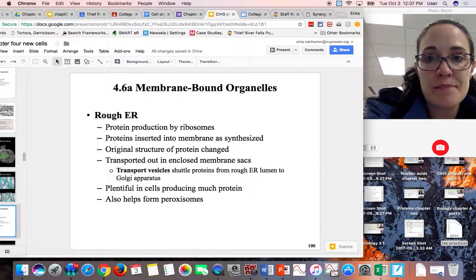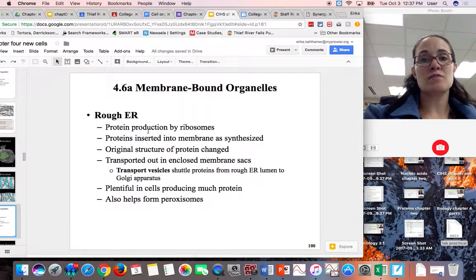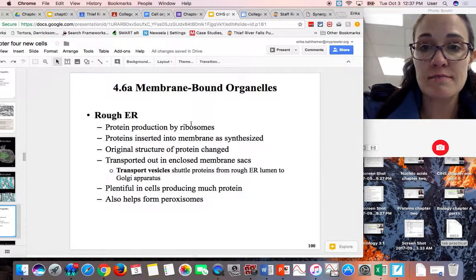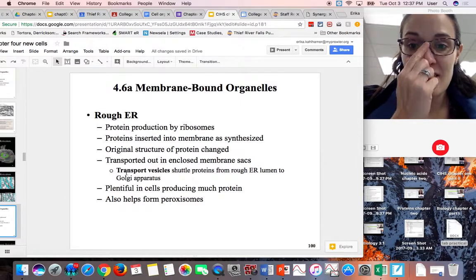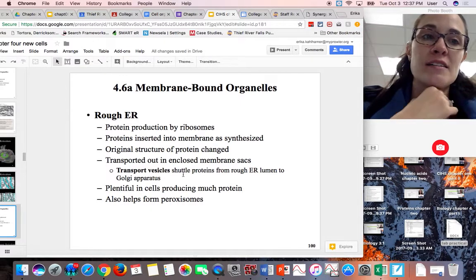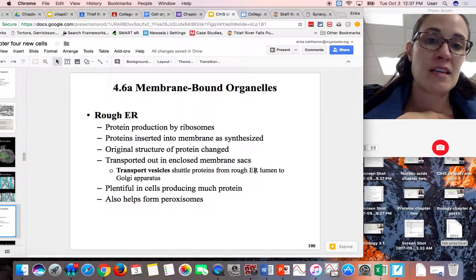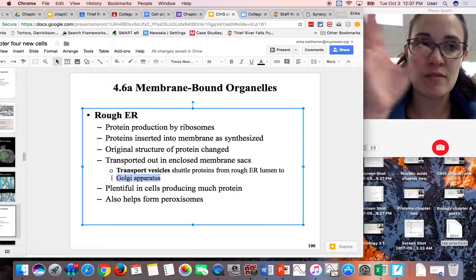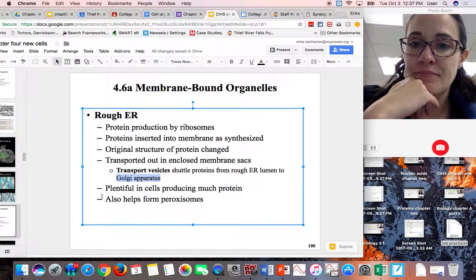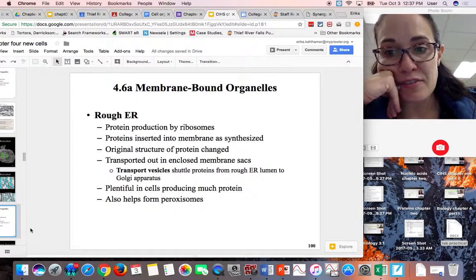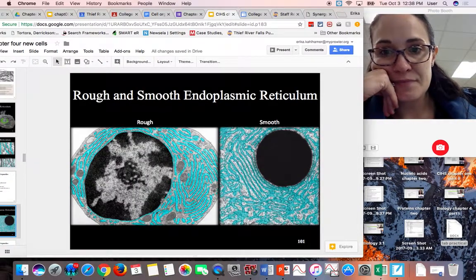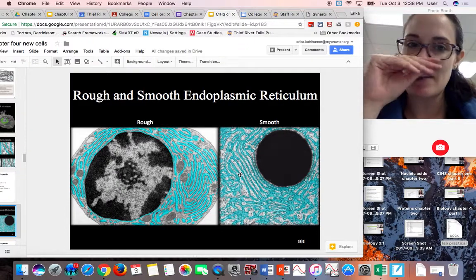The ribosomes themselves produce proteins, so the rough ER is involved in protein production. It's going to ship out proteins that it's making via transport vesicles, little pods that send proteins out of the ER. They go from the rough ER to the Golgi apparatus. Make sure you know that they're connected that way. The rough ER helps produce other parts of the cell too, like the peroxisomes. And there again, here's the nucleus, here's the rough ER.